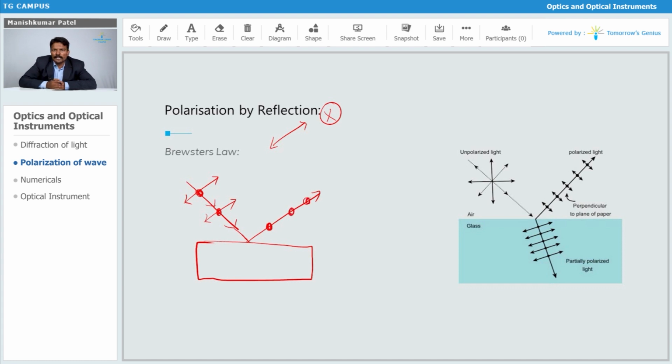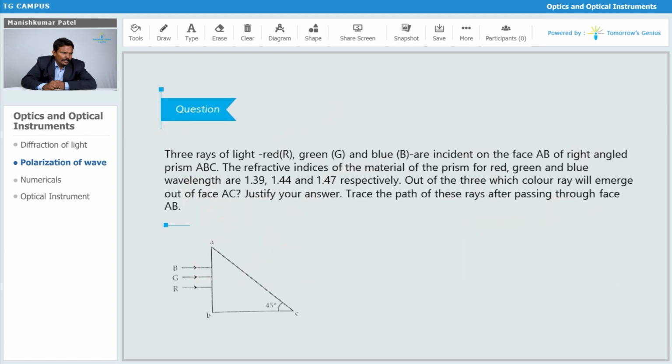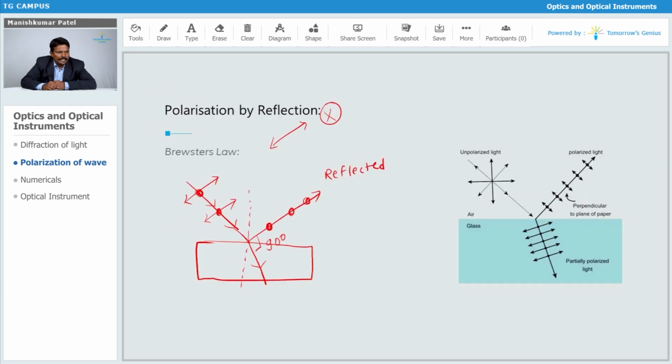For this component, part of the light will get reflected and part will get refracted. This condition is obtained when the angle between the reflected and the refracted ray is 90 degrees. Let's call this the angle of polarization, IP, this is 90 and this is R. So IP plus 90 plus R equals 180 degrees.